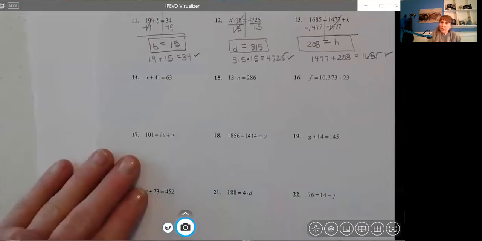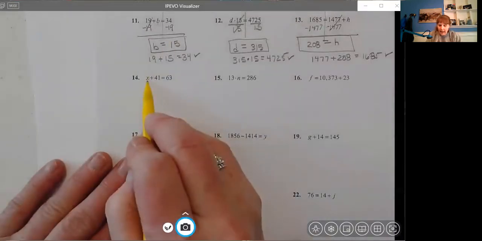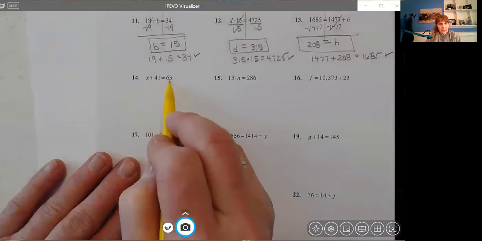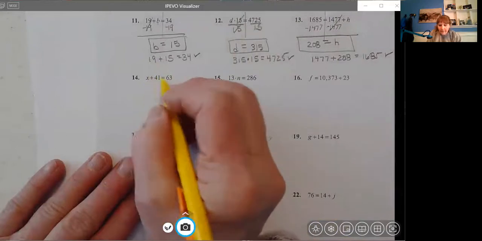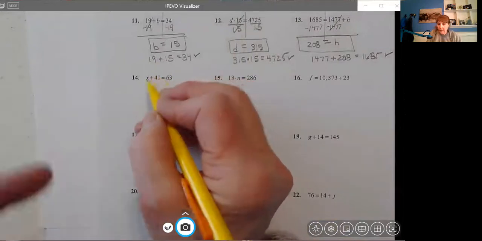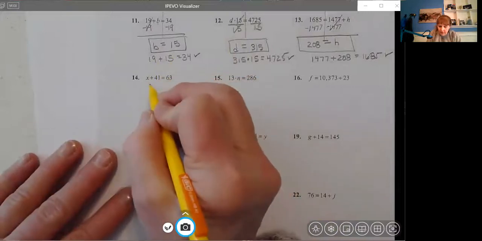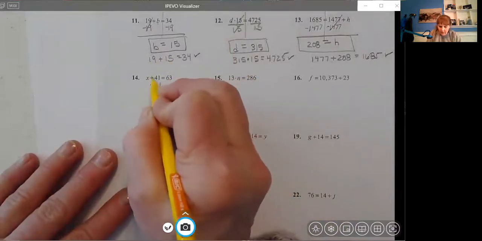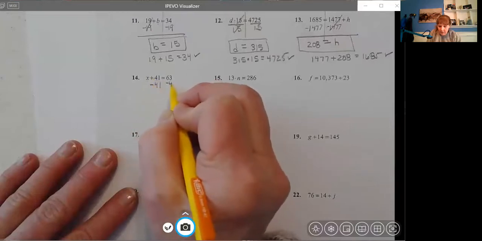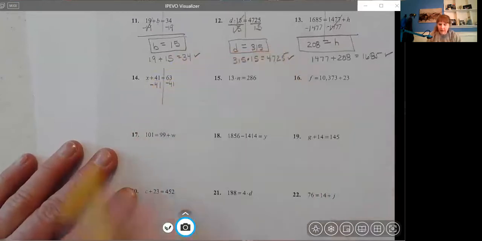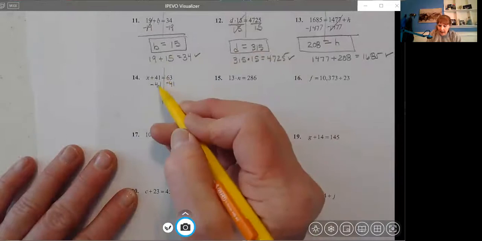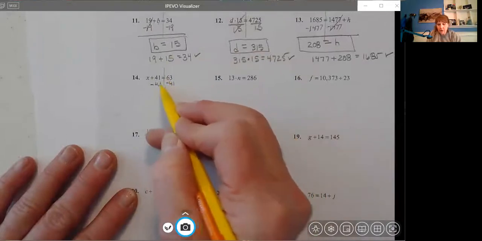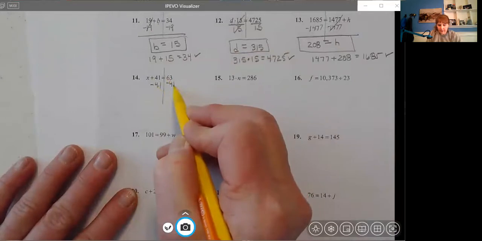I have x plus 41 equals 63. I want the variable by itself. I want to know, what do I add to 41 so that I get 63? Here, to solve the equation, you subtract 41. So if you have a plus, you'll subtract. You can draw a line there if that helps, from one side of the equation, the left, over to the right. And you have to do this. If you do something on this side, you have to do the same thing on the other side.